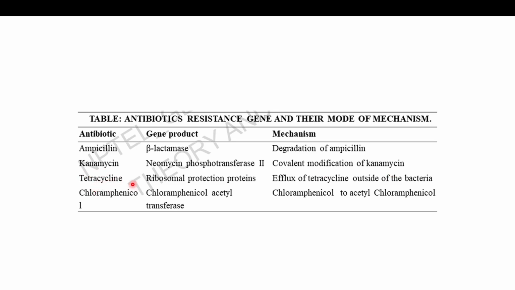Yes, tetracycline. The tetracycline resistance genes produce ribosomal protection proteins. I think this question was there from the previous lecture videos, like the previous assignment. These are certain proteins which help in removing tetracycline outside the bacterial cell. Now there are also chloramphenicol resistance genes, which code for chloramphenicol acetyl transferase, and chloramphenicol gets modified to acetyl chloramphenicol.